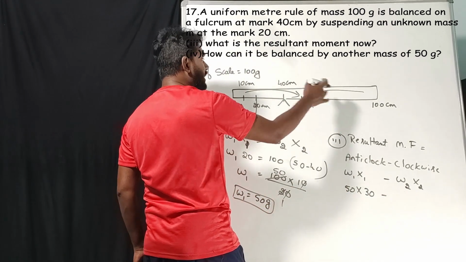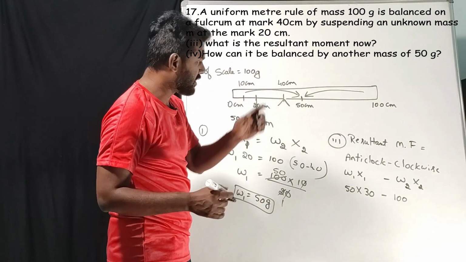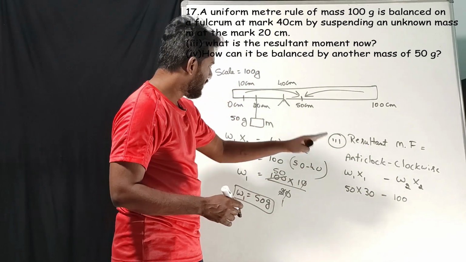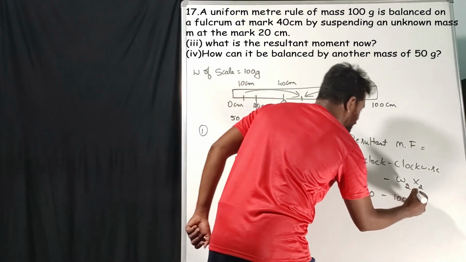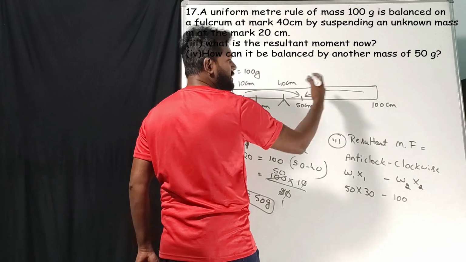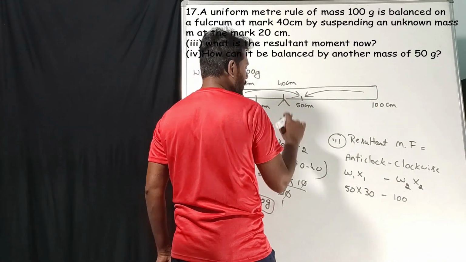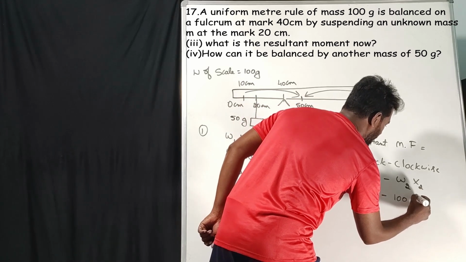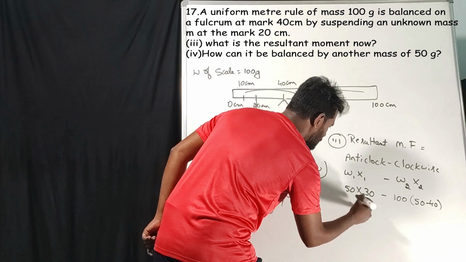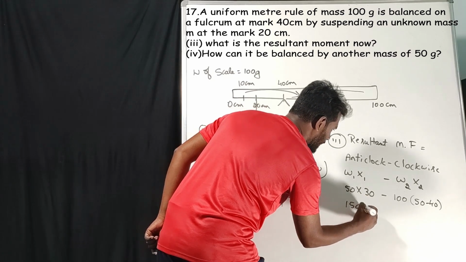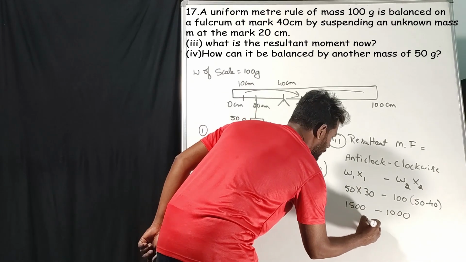Here W2 will be the weight of the scale, 100, that is given in the question. Now we have to find the value of x2, that remains the same, that is 50 minus 40, because we are not changing this side load. Here we don't have any load, we are not changing the fulcrum point. So x2 will again be 50 minus 40, that is nothing but 10. So this will be 1500 minus 100 into 10, that will be 1500.